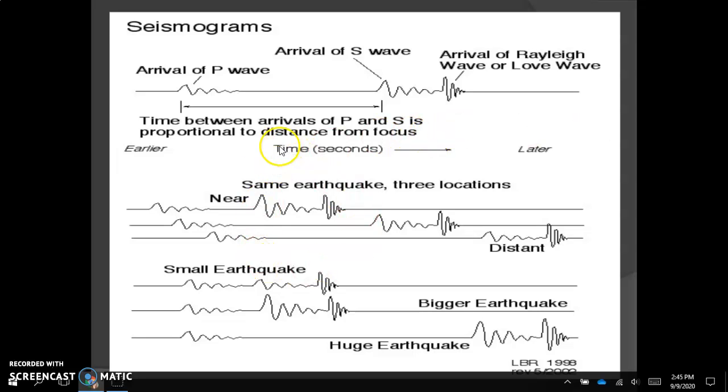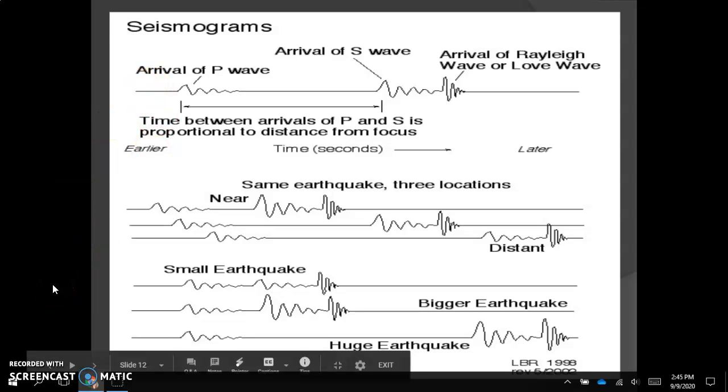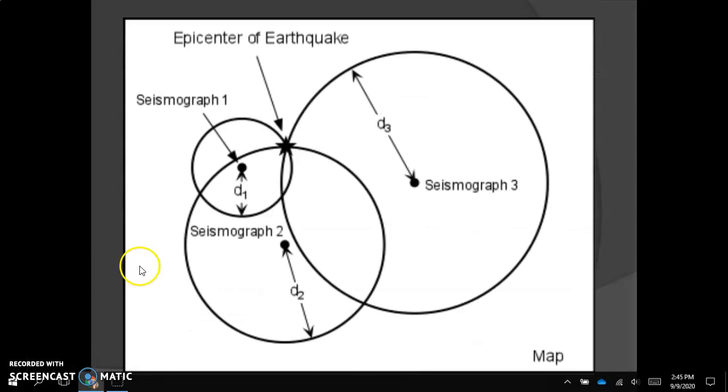And then there are 3 of these because, again, in order to find the epicenter, you have to have 3 different seismograms to plot the point of the earthquake. And here are examples of that. So you would have a seismogram here, here, and here, and they would plot the points, and you could use that to determine the epicenter of the earthquake.